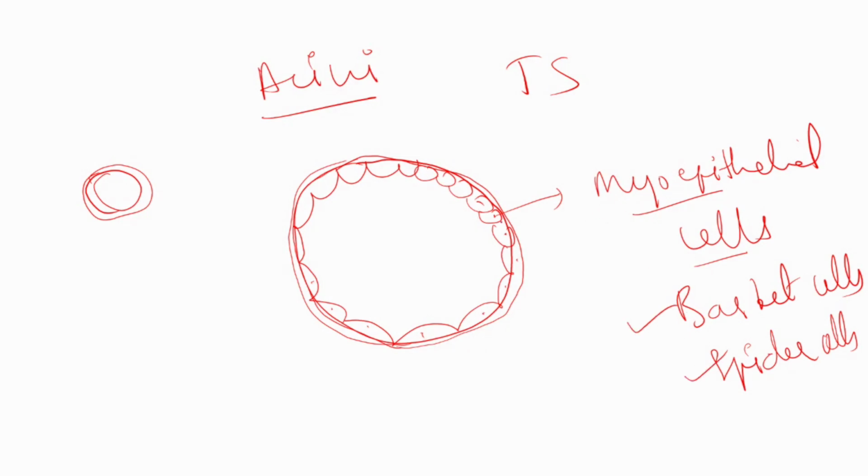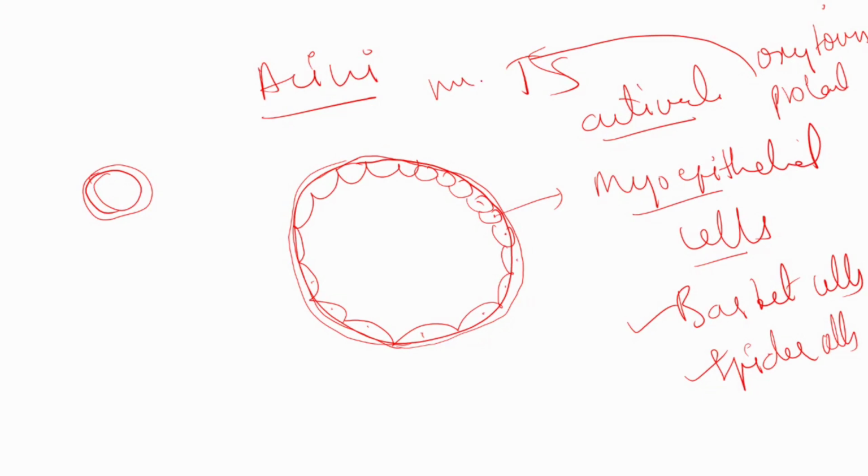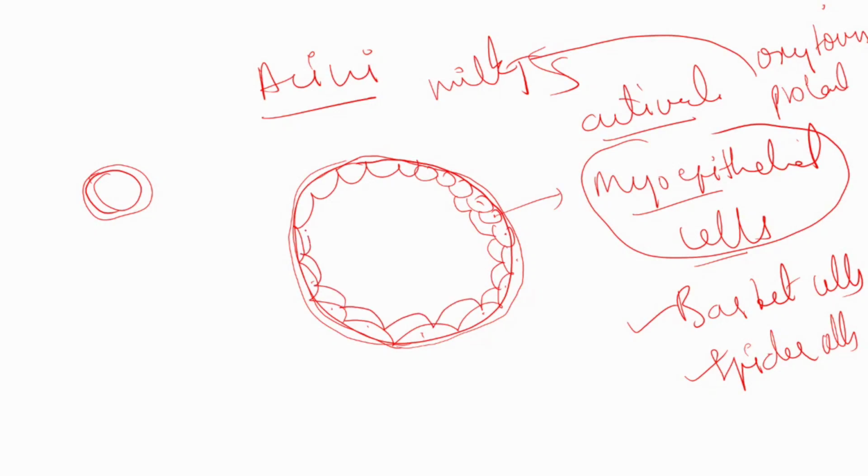All these are the same. These cells are mainly activated upon oxytocin, and they are activated upon prolactin, and with that they produce milk. So the milk producing epithelial cells are myoepithelial cells, and just inside the myoepithelial cells there is one more thin layer.